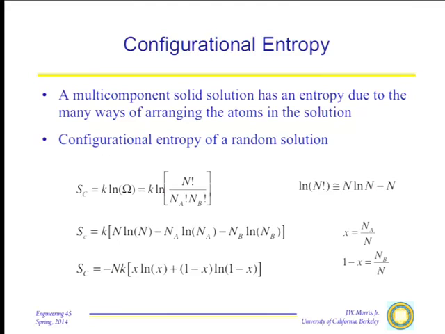Now, if I let x be the mole fraction of the A atoms, Na over n, then I can quickly just divide through by n, and I get the configurational entropy is minus nk, x log x plus (1 minus x) log (1 minus x). And this is the configurational entropy of a random solution, a random distribution of atoms over lattice sites.